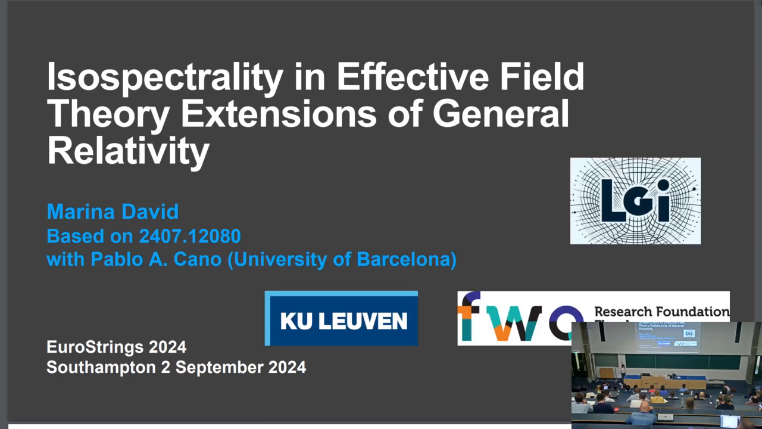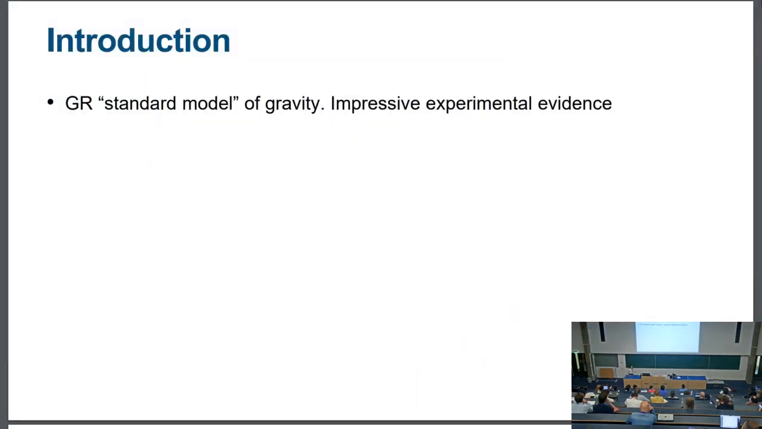So I'm going to talk about a paper I put out back in July with Pablo Cano from the University of Barcelona. I don't need too much of an introduction for this audience, but a little bit is not a bad thing. Just like particle physics has its own successful standard model, gravity has its own successful version of the standard model, which is general relativity. There's impressive experimental evidence, just like particle physics. And the most exciting one in the past 10 years or so has been the study of gravitational waves.